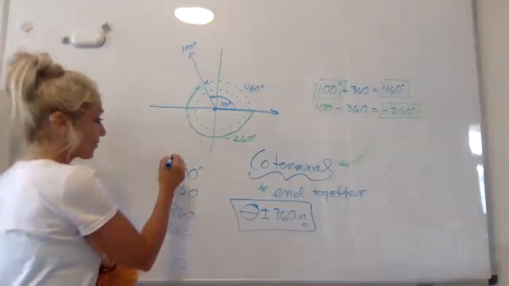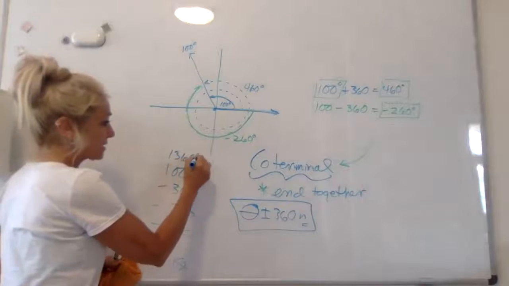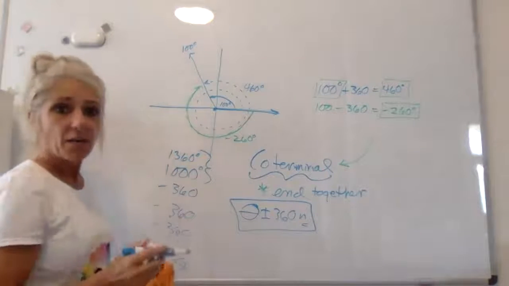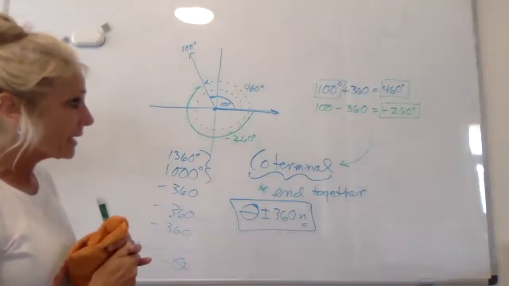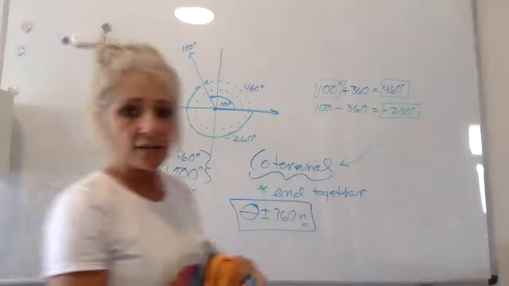Or I could add 360. 1360 is certainly going to be coterminal to this because it's one additional trip around. So those are the main concepts that are on our lesson for today.